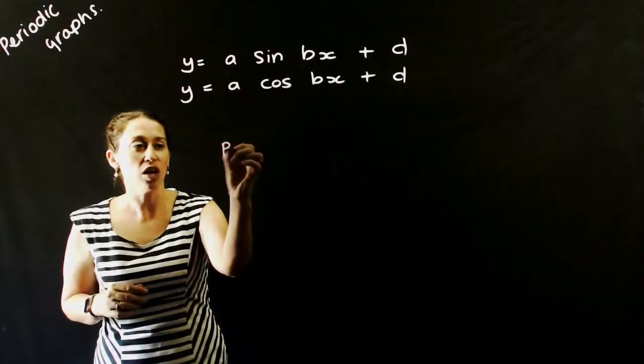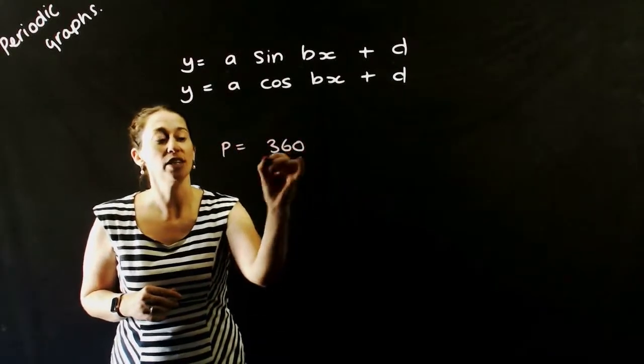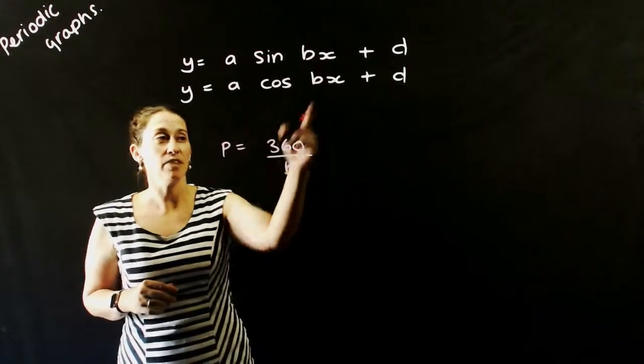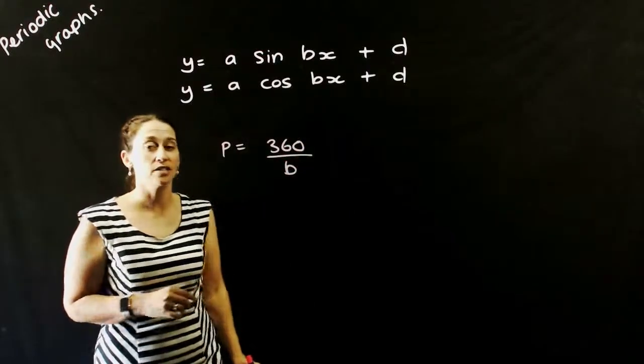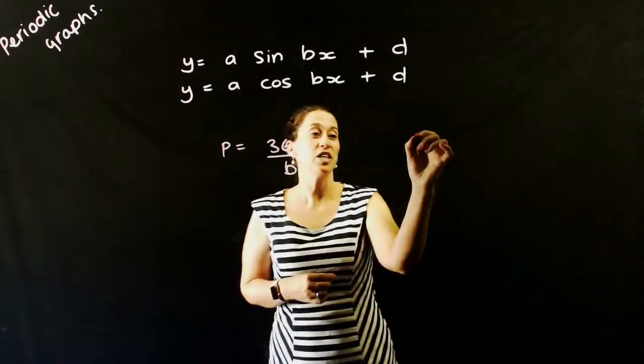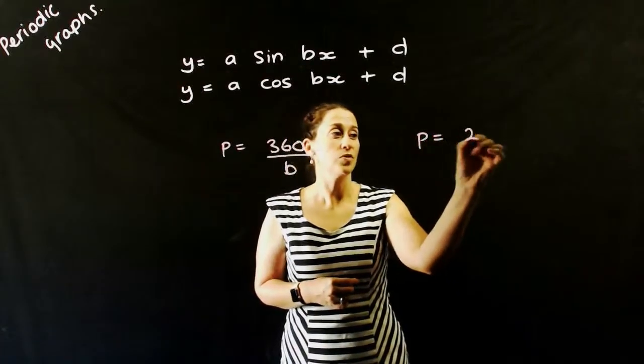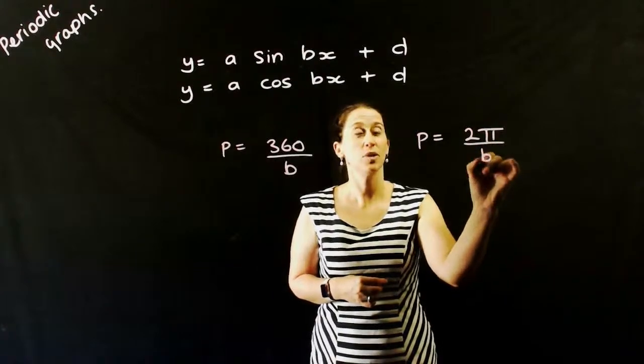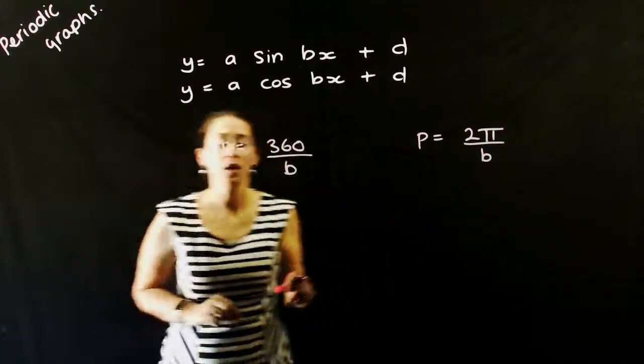The period of a graph is 360 degrees divided by this B value. So that's the coefficient of x. And of course, if we're looking at that in radians, it's going to be 2 pi upon the coefficient of x, which is B.